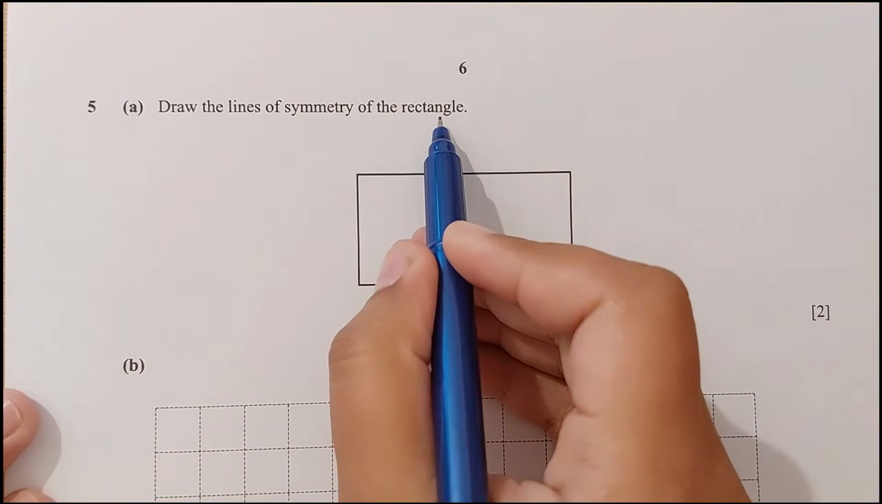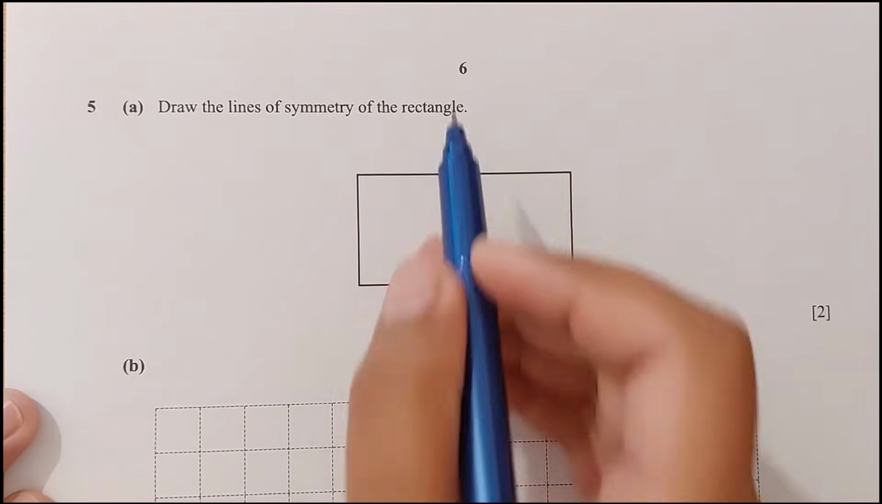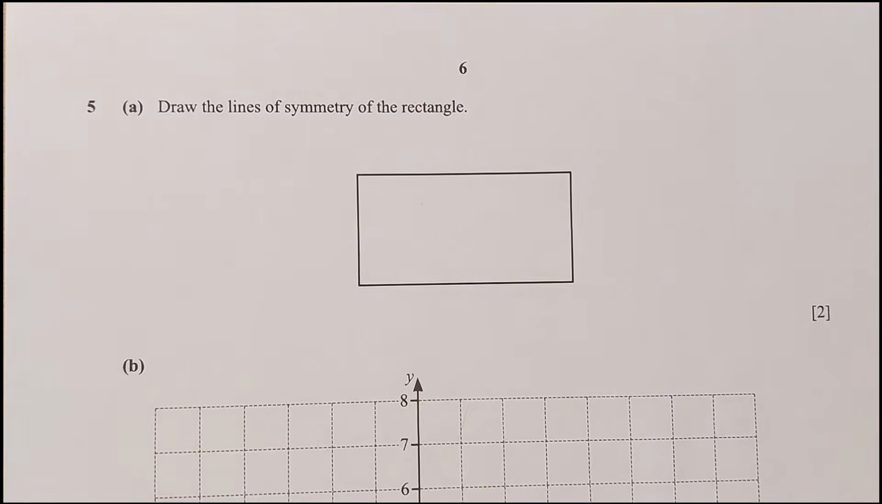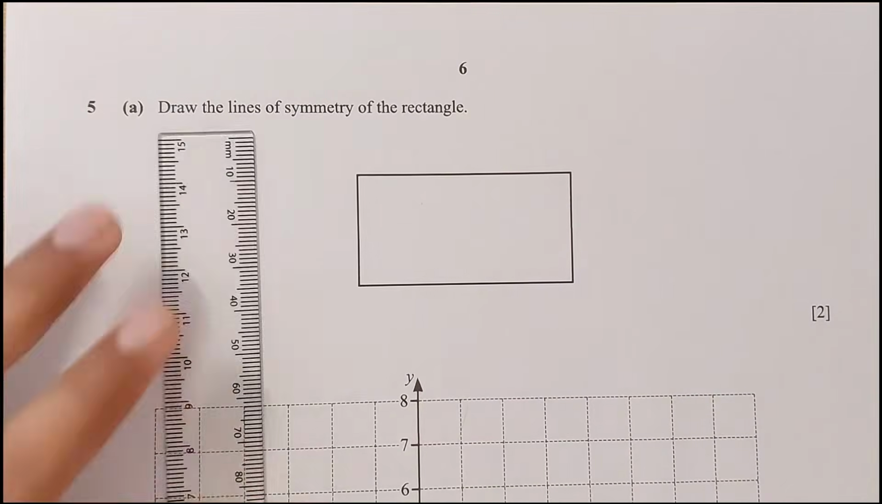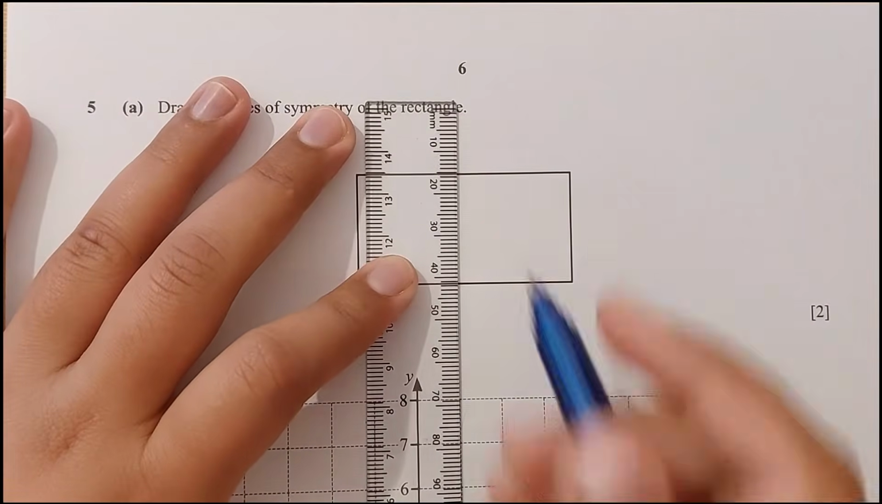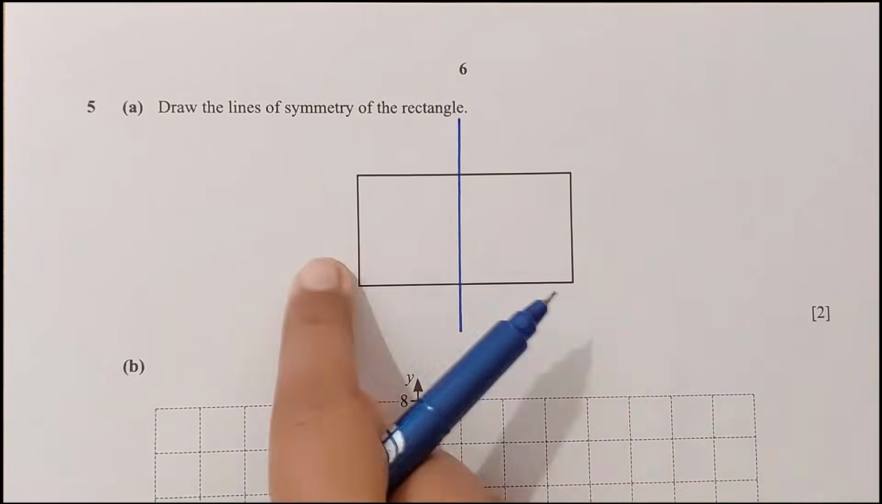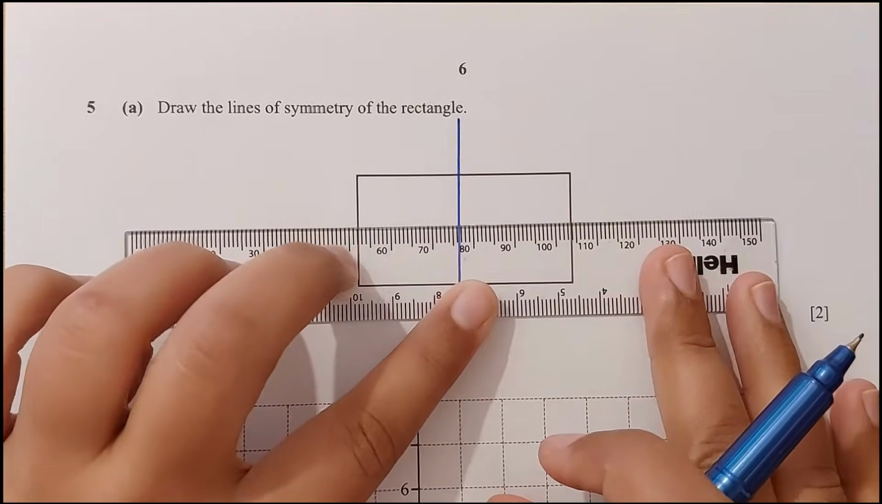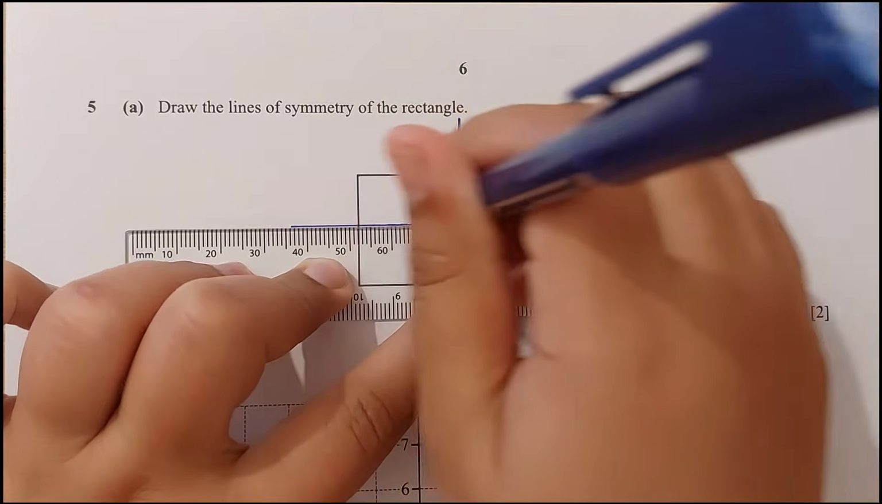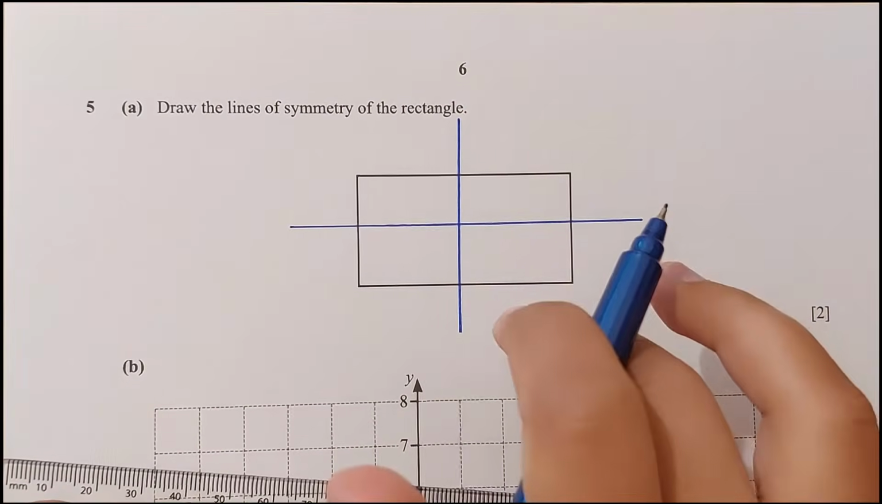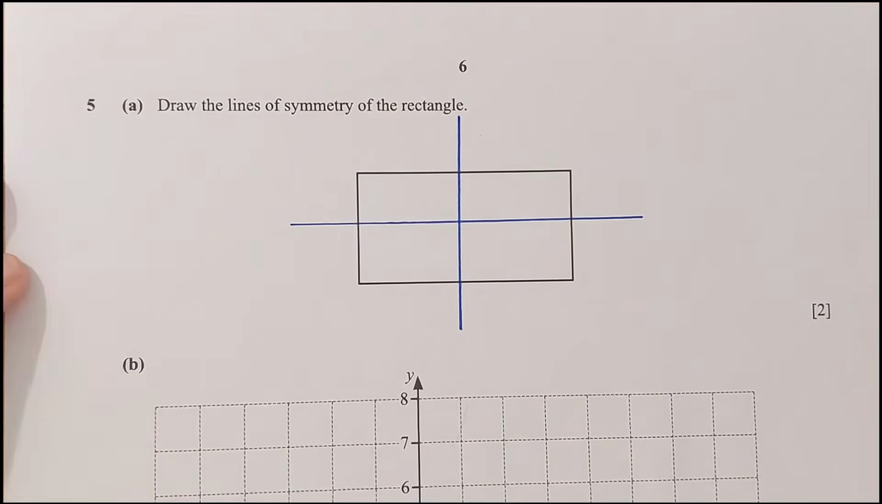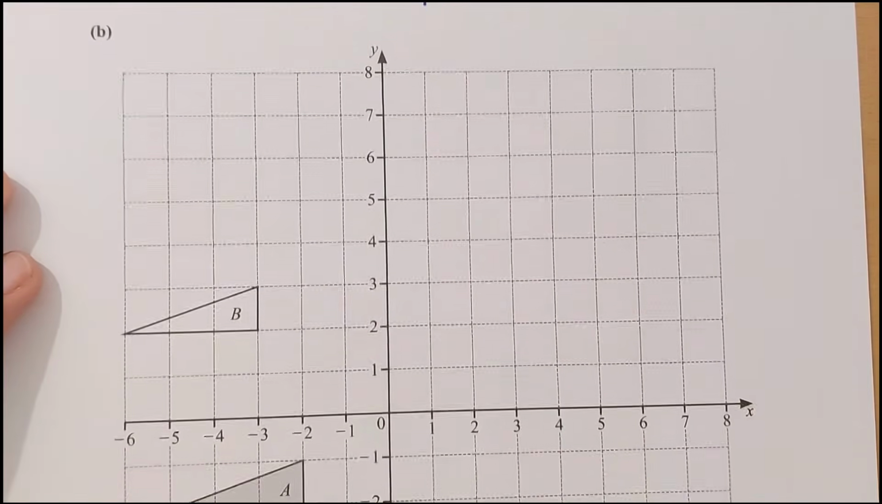Question number 5, part A. Draw the lines of symmetry of a rectangle. Okay, a rectangle has two lines of symmetry. Let me draw. This is the first line of symmetry, the vertical. When I draw this line, both sides are identical, right? Or if I draw this horizontal line, both sides are identical, right? So the rectangle has only two lines of symmetry, horizontal and vertical.